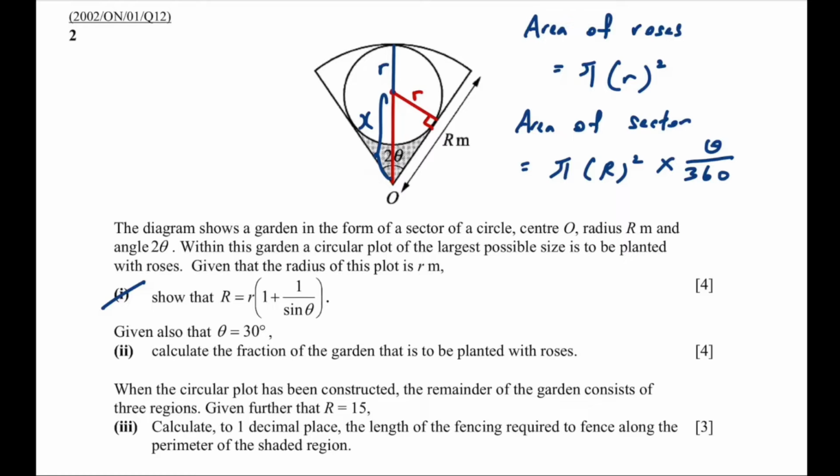What we know is only this information. Theta is 30 degrees, so we can substitute in here, right? Since capital R equals small letter r times 1 plus 1 over sine 30. See what we have. Theta is 30, sine 30 is 0.5, right? You can calculate this with your calculator. Better check your calculator, make sure it is in degree mode for the angle input.